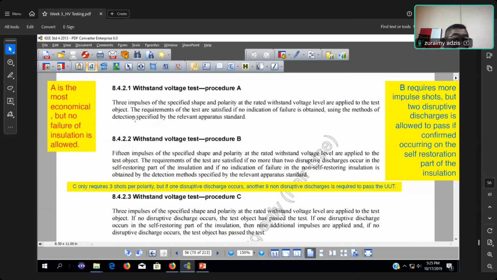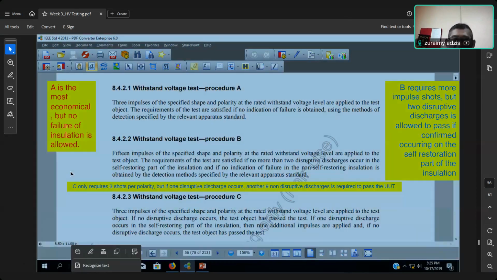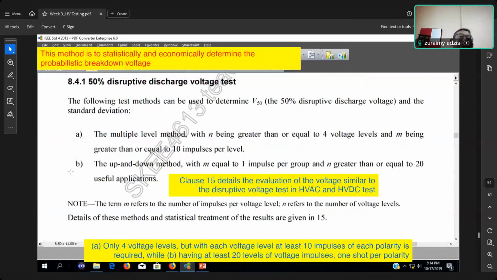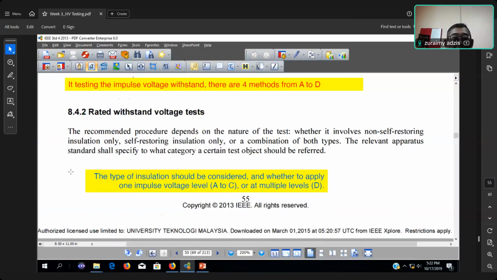So A is most economical in terms of the UUT. But in terms of conducting the test, it depends on the customer actually, on which test the customer wants. And not to forget 8.4.1, which is the 50% disruptive discharge voltage test. Maybe we could concentrate a little bit on this type of test in terms of looking at the results and so on.